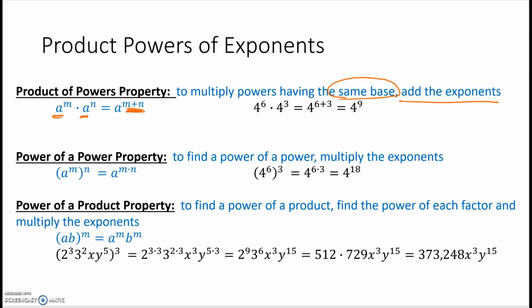When I actually have numbers, I'm adding that 6 plus the 3. So 6 plus 3 gets me 4 to the 9th. And I would go one step further, plug that in my calculator, and I get this super huge number. That's 262,144.